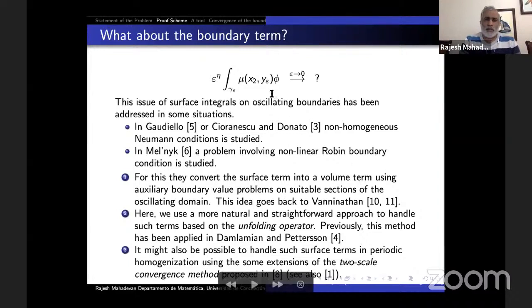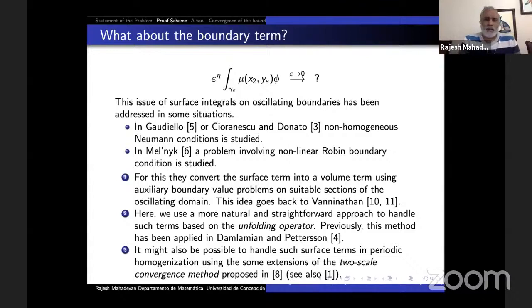This is a problem because you have a nonlinearity which is applied to a sequence of functions y epsilon, and they themselves do not converge in any fixed space. On top of that, you have these functions which are evaluated on oscillating domains, meaning they are surface integrals in the upper part of the domain. So how do you handle convergence in these things?